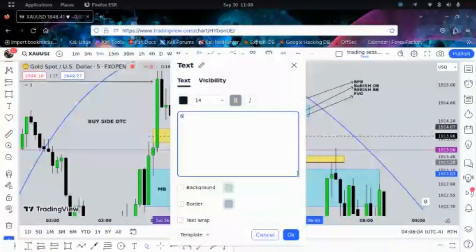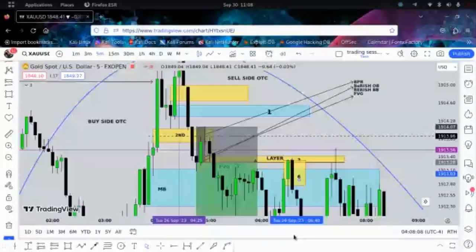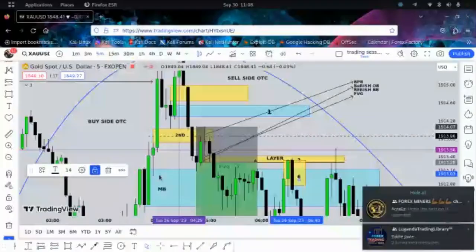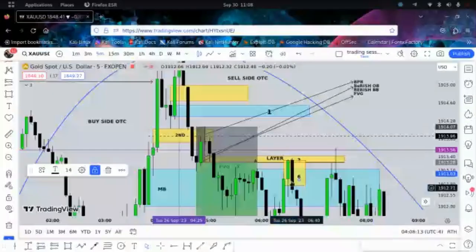Anyway, the market has given you another chance. This is a 5-minute time frame. So now, where will your stop loss be?